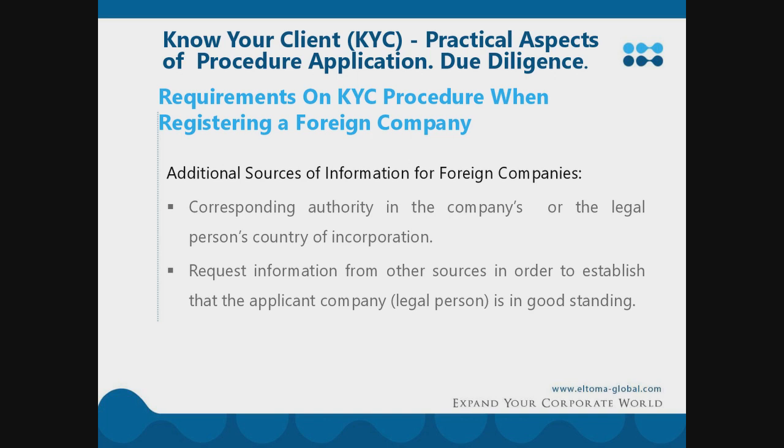Additional source of information for foreign companies. First of all, the corresponding authority in the company's or legal person's country of incorporation, and also request information from other sources in order to establish that the applicant company is in good standing. You may receive this information from the internet as well, so you may try to find some information about the company, about the UBO or shareholder and director.